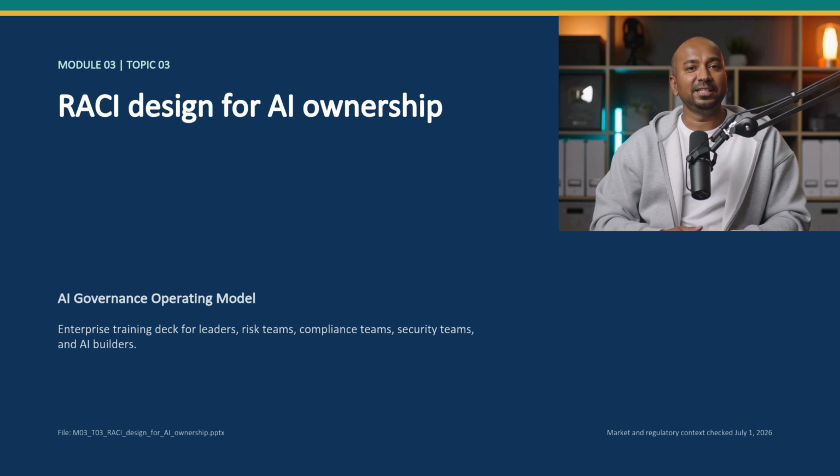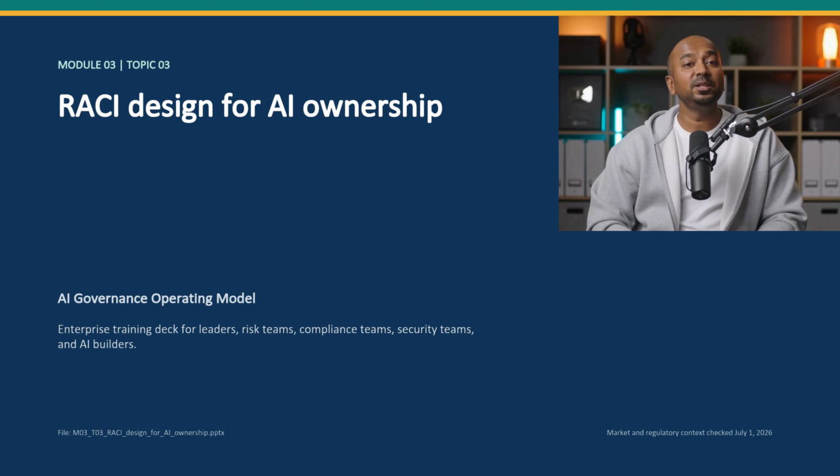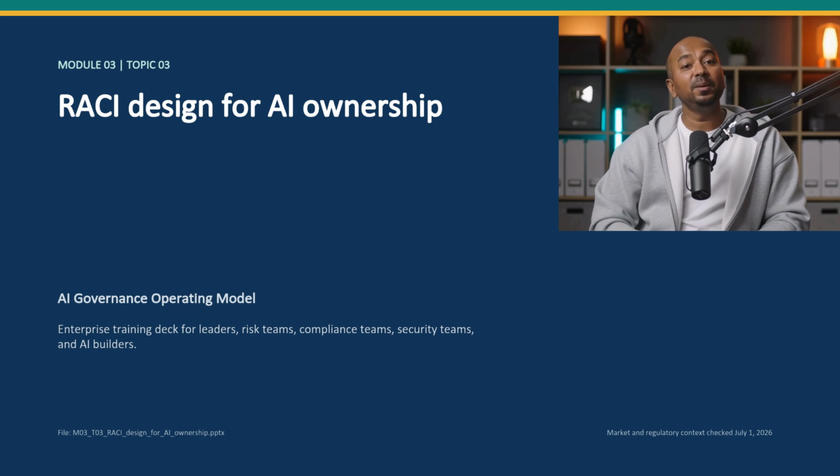How does RACI design for AI ownership change the way an enterprise makes decisions, assigns accountability, operates controls, and proves that the controls worked? As we go through the slides, listen for the movement from idea to execution. We will start with the concept, then move through risks, workflow tools, implementation, and a short classroom exercise.